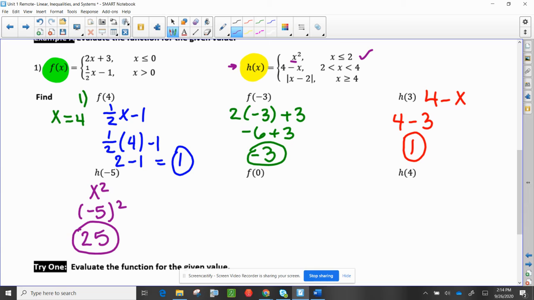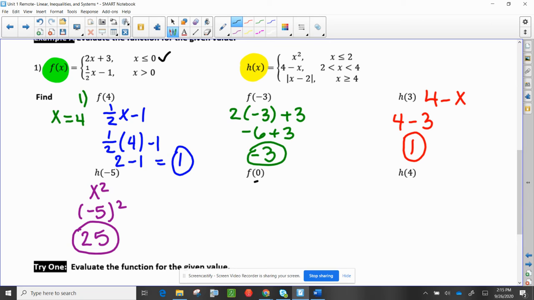Okay, a couple more. Let's do h of 0, or sorry, f of 0. F of 0. So we're back to the f function since they're asking us to find f of 0. So if I'm going back to the f function, I have 2 equations to choose from. So if they gave me 0, is 0 less than or equal to 0, or is 0 greater than 0? So this one's kind of tricky because 0 is equal to 0, right? So that means we're using the top equation.